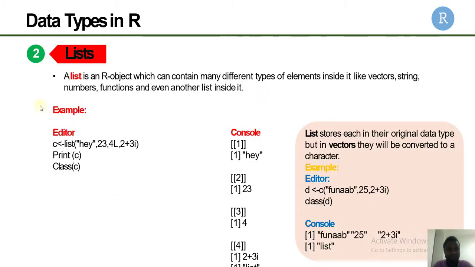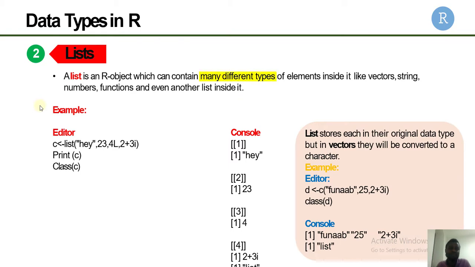So let's talk about list. If you take your mind back to what we said about vector, we said vector just stores objects of a single data type. Now that gives some certain level of limitations, which list is now coming to override and say, no, don't worry, if vector can't help in this particular area, come on, use a list. So a list is an array object which can contain many different types of elements inside it, like vectors, strings, numbers, functions, and even another list inside it. So interesting, a vector would only contain one single type, but our list can contain many types.